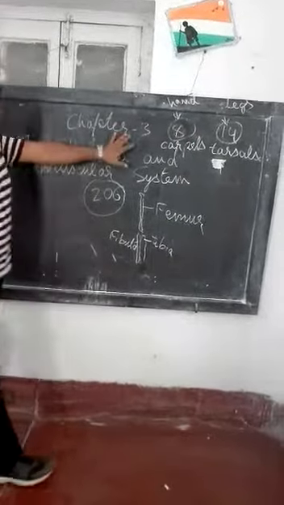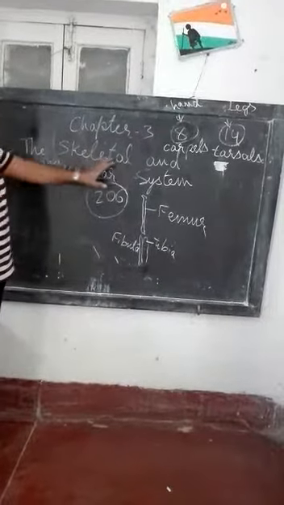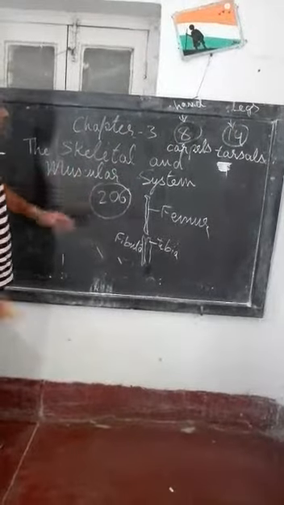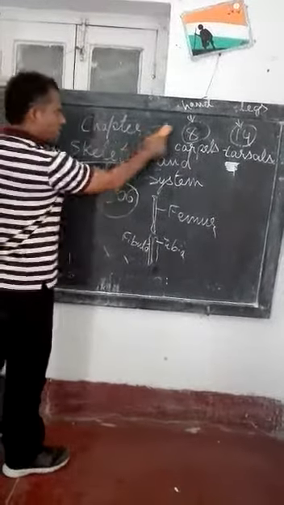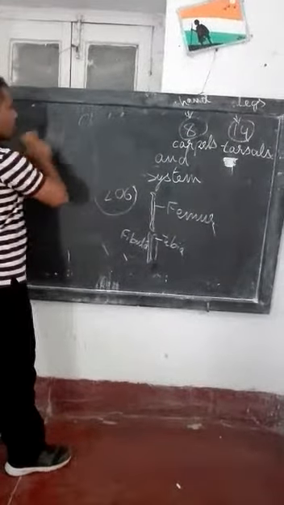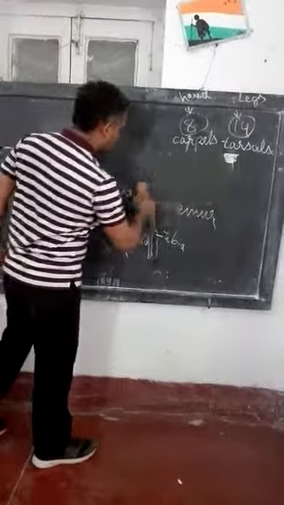I have the board. We are studying chapter 3, the skeletal and muscular system. We are right now studying about the skeletal system. We have already studied the function of the skeletal system. We are studying the bones in different parts of our body.